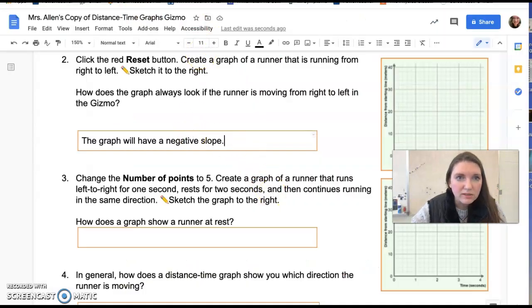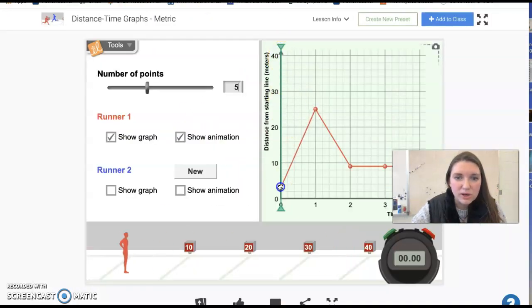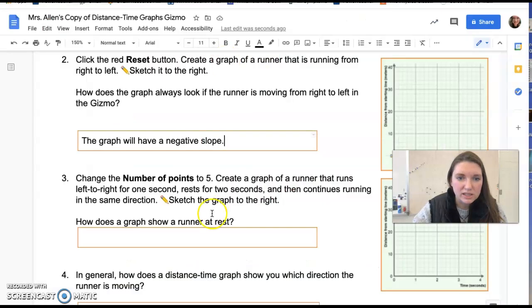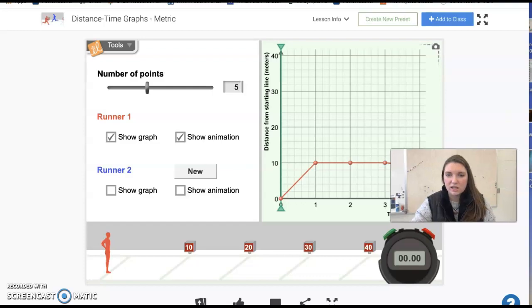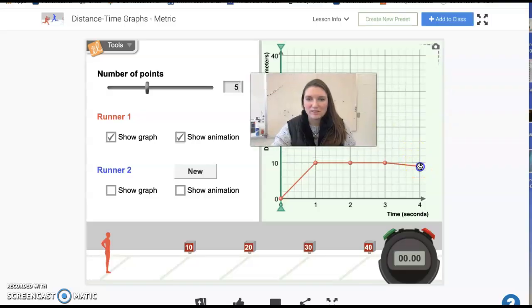So the runner runs left to right for 1 second, so we'll go ahead and start him at 0. Left to right for 1 second, rests for 2 seconds, and then continues running in the same direction. Okay, so there's 1 second of rest, 2 seconds of rest. Oops, and then I moved myself. And then he's going to keep moving.